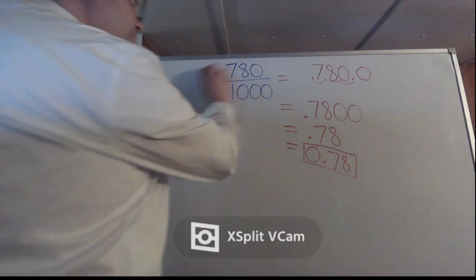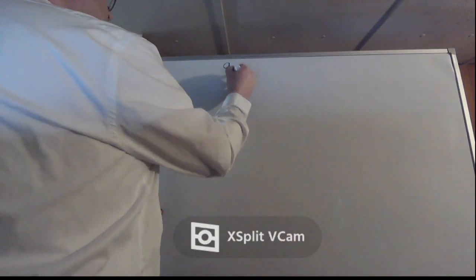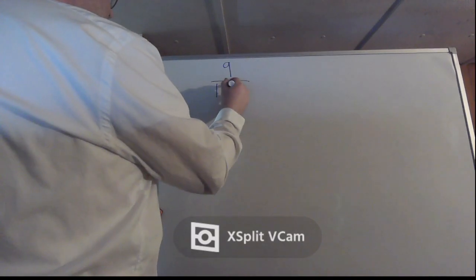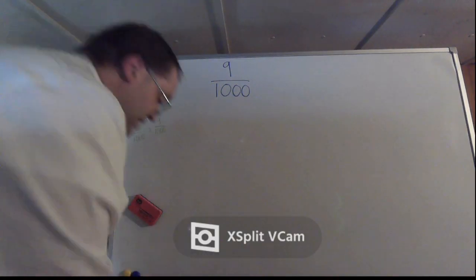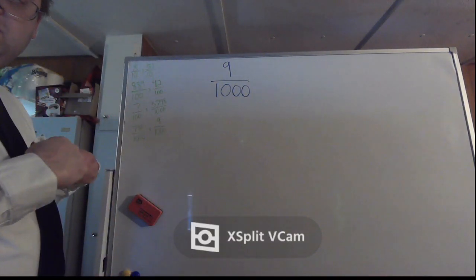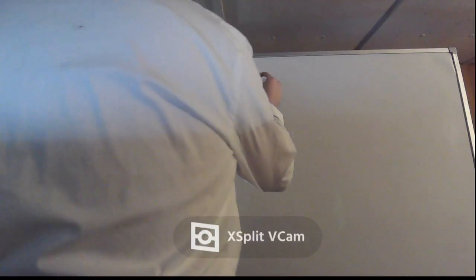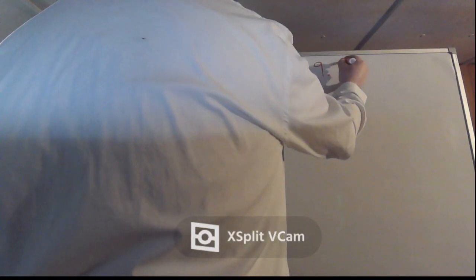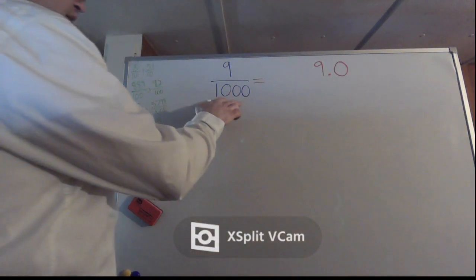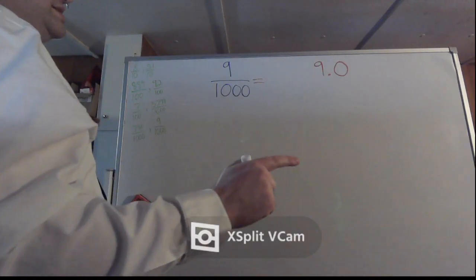Alright, I have one more. Here's going to be a fun one. This is a good one though. Let's say you have 9 over 1,000. So how in the heck are we going to convert that to a decimal? Well, again, start out with writing your whole number 9.0. Now you need to go to the left. Since you have 3 zeros, you need to go to the left 3 decimal places.